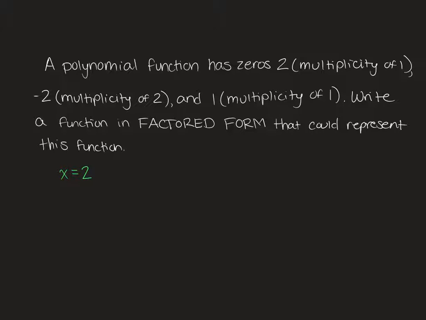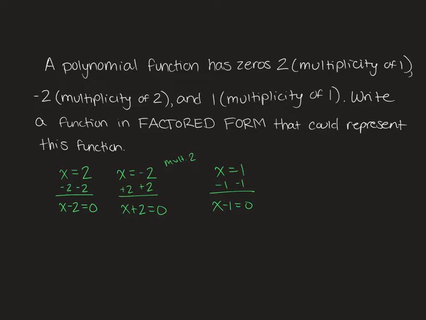So we know that x will equal 2, x will equal negative 2, with a multiplicity of 2, let's not forget that, and then x will equal 1. So we need to get each of these equal to 0. So for this first one, I will subtract 2 from both sides. I will get x minus 2 is equal to 0. For the next one, I will add 2. So I will get x plus 2 is equal to 0. And then subtract 1, you will get x minus 1 is equal to 0.